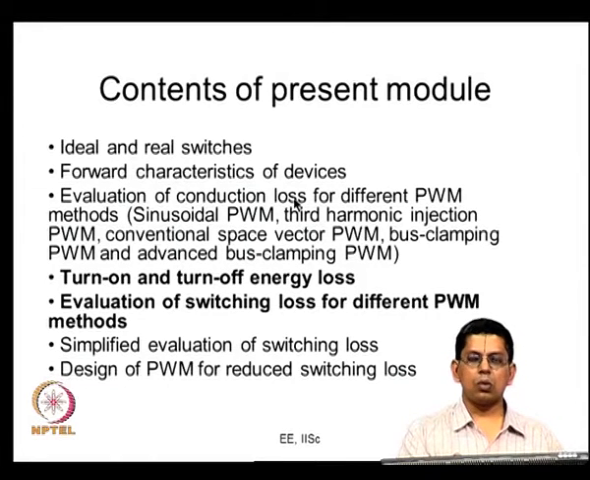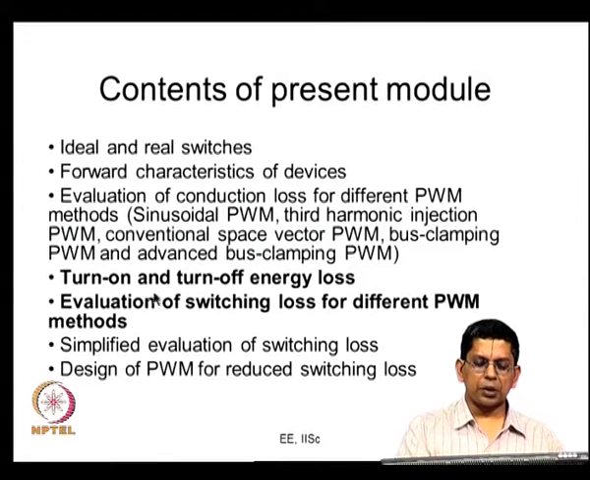So, it is better modeled as a voltage source in its on state, or maybe a voltage source in combination with a resistance. So, such kind of forward characteristics, and how you would go about evaluating the conduction loss at any given modulation index with a particular PWM method, and again how you would do it for various PWM methods. These were the subjects we looked at last time.